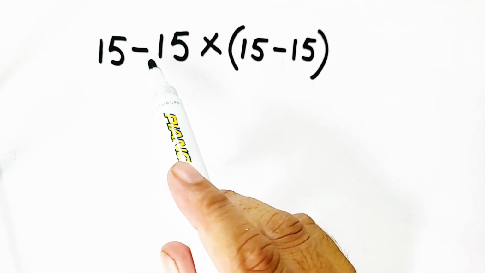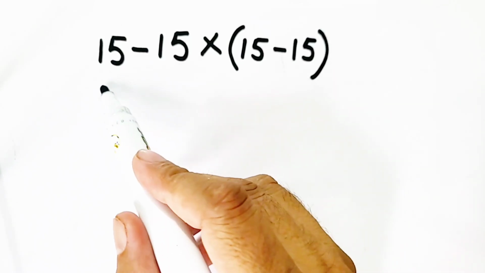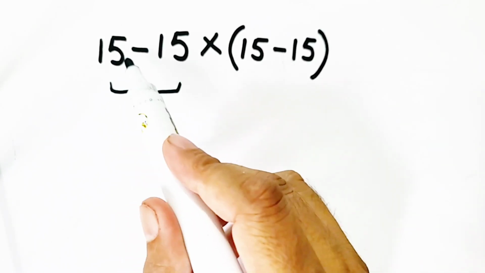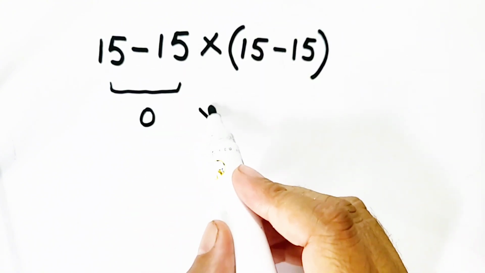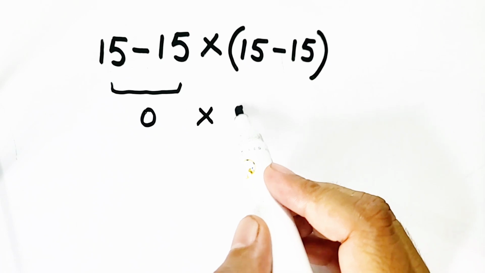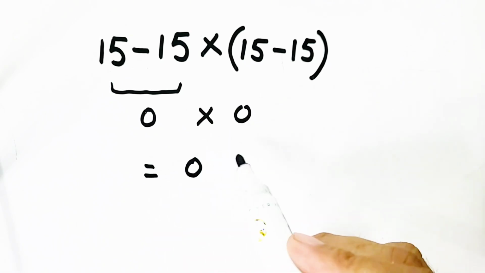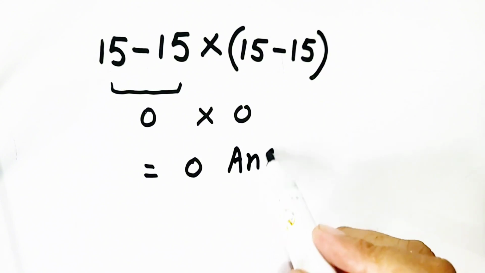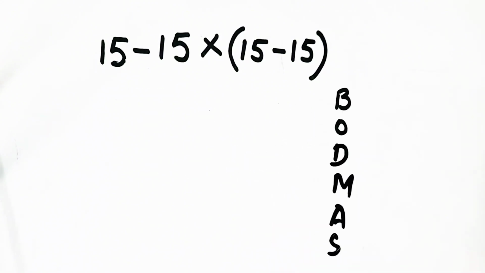Question is 15 minus 15 times 15 minus 15. Here is a simple subtraction. 15 minus 15 is equal to 0, times 15 minus 15 is equal to 0. So 0 times 0 is equal to 0 will be our answer. But this method is not correct.